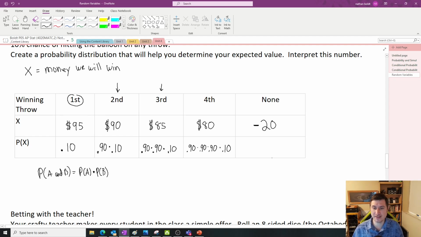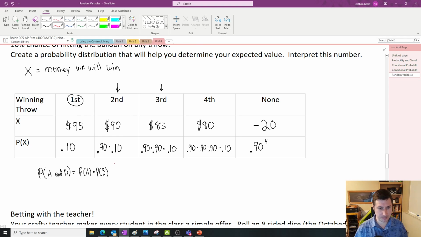What is the chances of that happening? Well, that means we missed every time. So that is 0.90 to the fourth power. I don't want to write it out 4 times. So 0.90 to the fourth power is that probability. If you want to see what those actually are, sometimes it helps to actually put the probability down. So 0.9 times 0.1. Oops, turn your calculator on, Bolt. It works better.